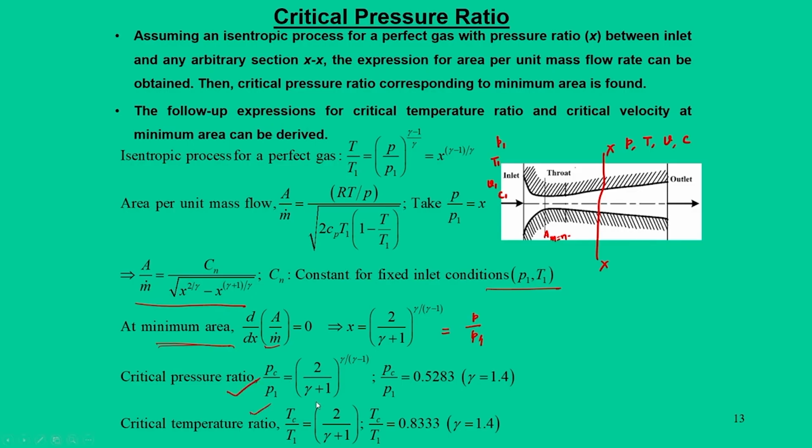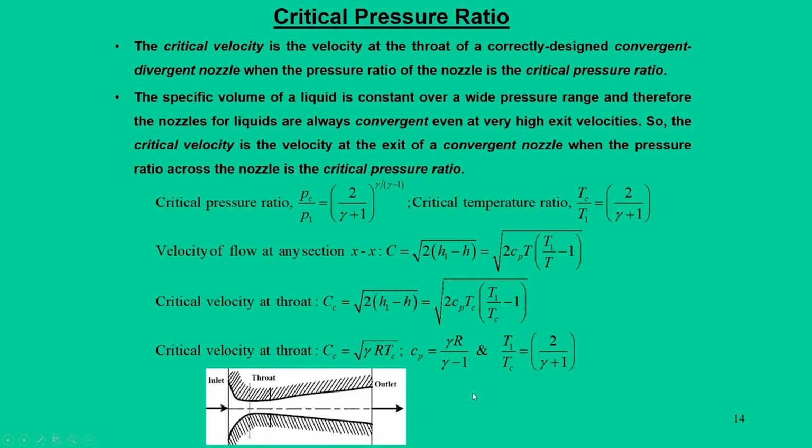Critical condition means we have a minimum area, and the conditions are Pc, Tc, specific volume at C, and flow velocity Cc. So, these are the conditions for the minimum area situation. Now, putting γ equal to 1.4, that is for air, we get the critical pressure ratio Pc by P1 equal to 0.5283 and the temperature ratio Tc by T1 equal to 0.833.